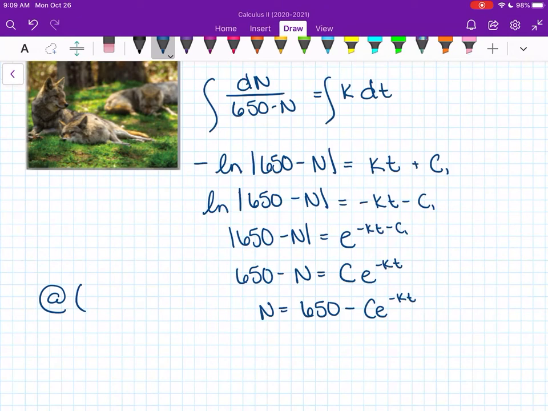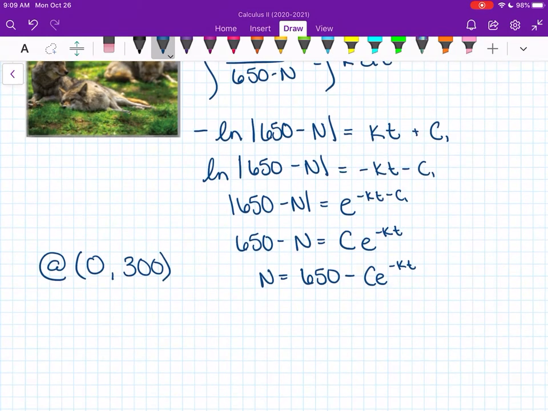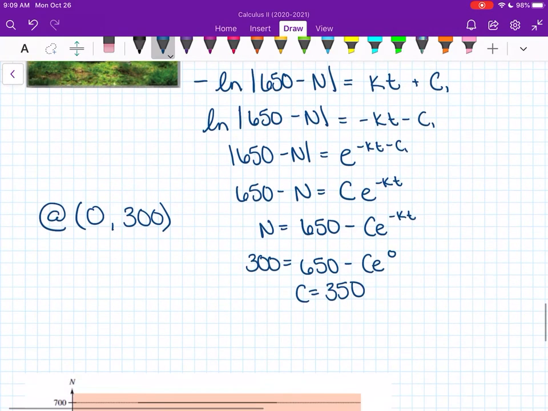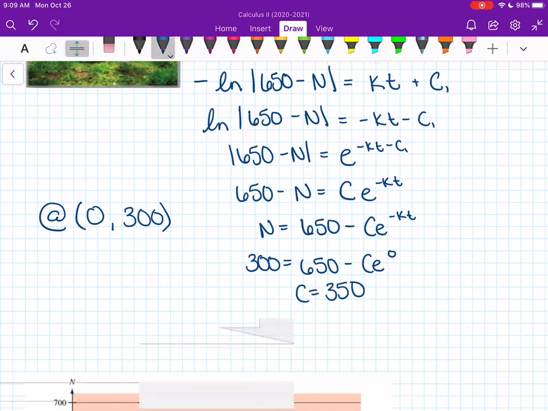Plug in my point. So my point now is at time 0, my population is 300. So knowing that, I get 300 equals 650 minus c e to the 0. And that gives me that c equals 350.